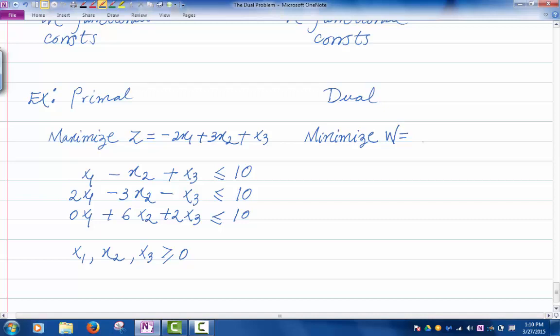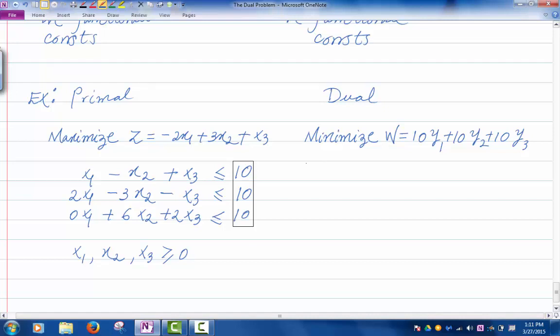So Y1, Y2, Y3. What would be the coefficients of these 3 variables in the objective? Where are the coefficients coming from? They come from the right-hand side of the functional constraints of the primal, 10, 10, 10. Those are the coefficients of the dual variables in the objective function.